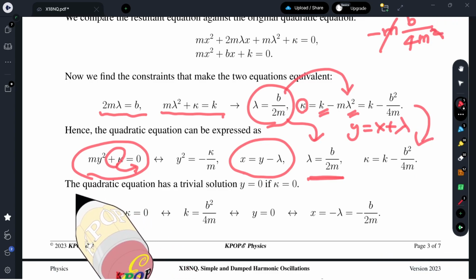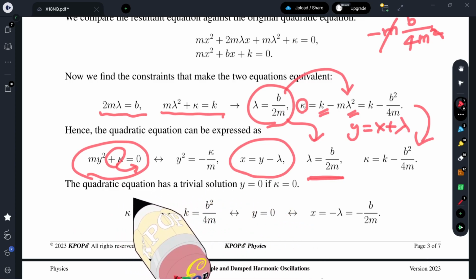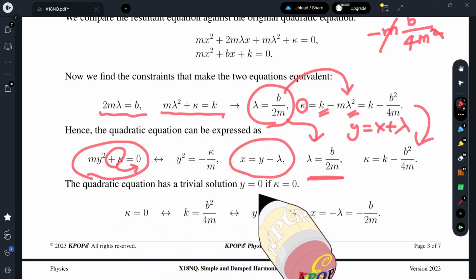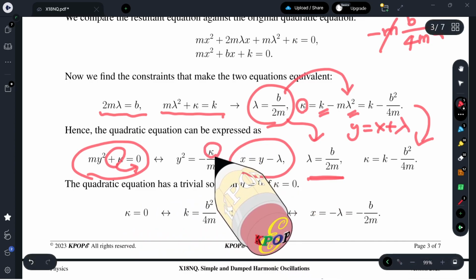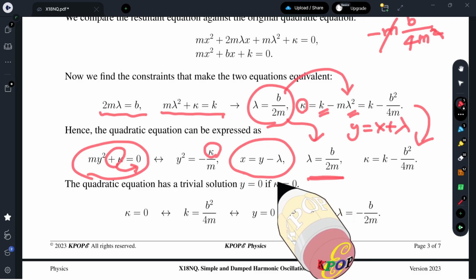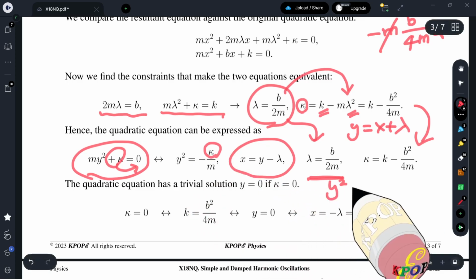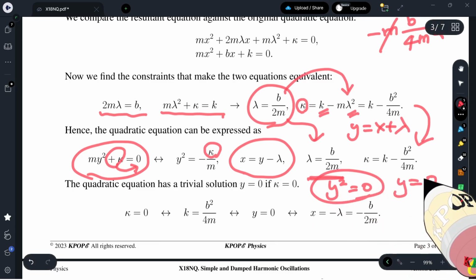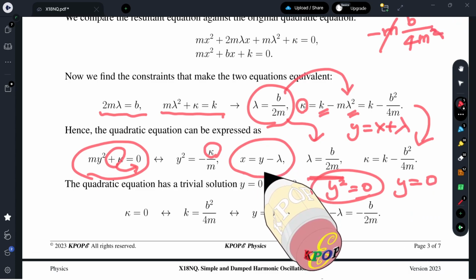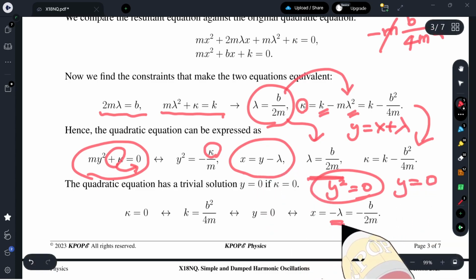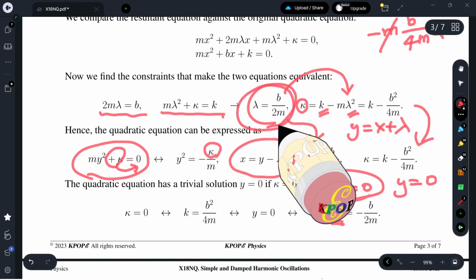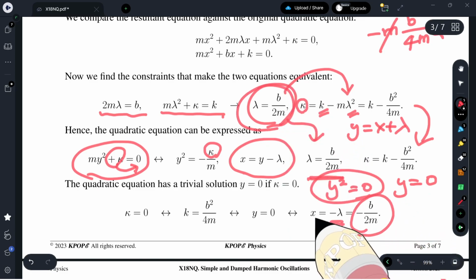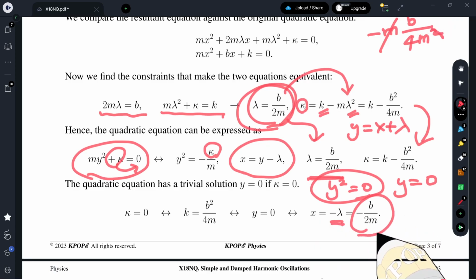First, we consider the case where the quadratic equation has a trivial solution y equals 0 if kappa equals 0. So when kappa equals 0, then this equation is y squared equals 0. It is trivial. So the only solution for y is 0. Because y equals 0, x equals minus lambda. And lambda has been determined like this already. So we have the value for x to be minus b over 2m. There is only a single solution.